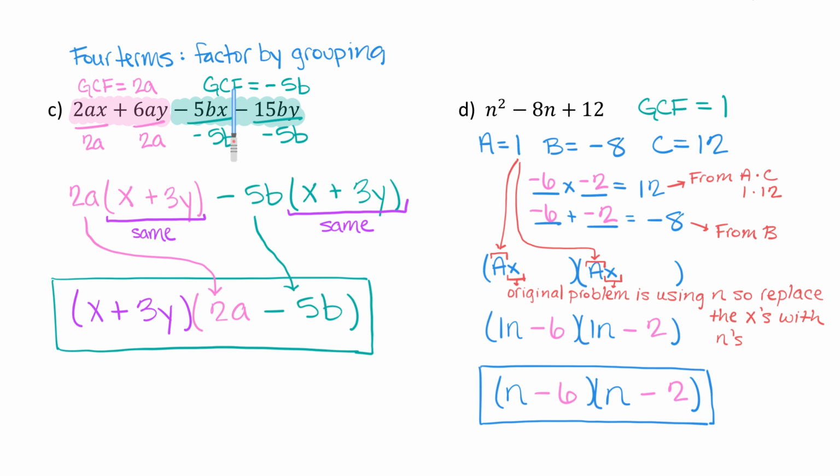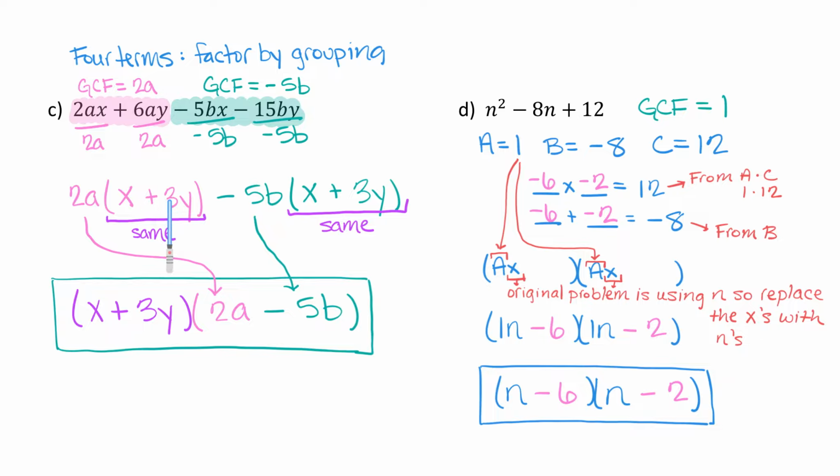Here, the green group, the last 2 terms, the GCF is negative 5b. Remember, since it's a negative 5 at the beginning of our group, you have to include the negative for your GCF. And after you divide out the GCFs, 2ax divided by 2a just leaves us with a single x.